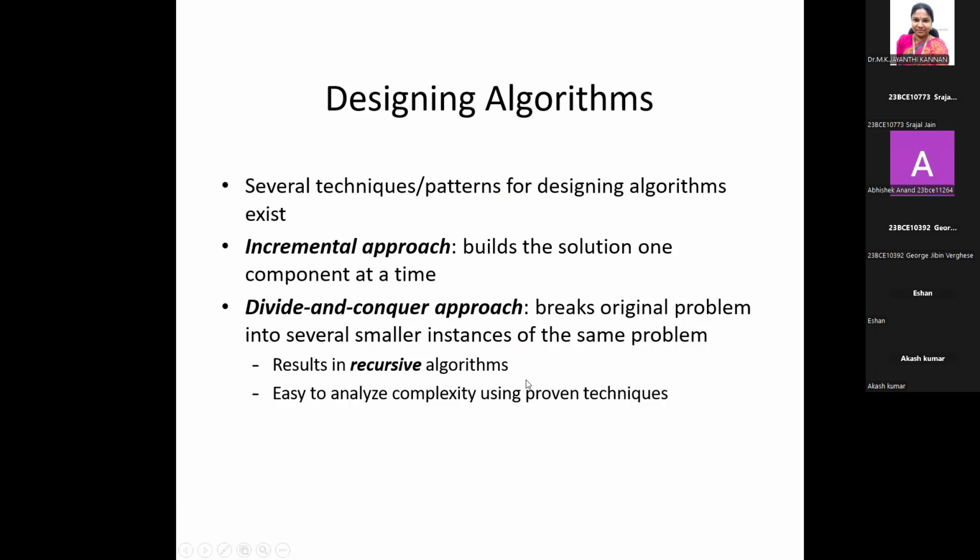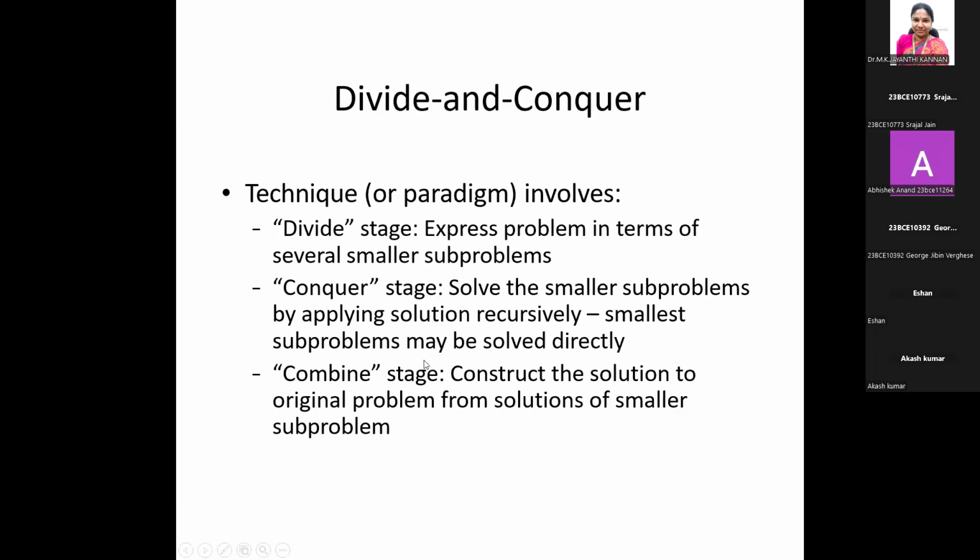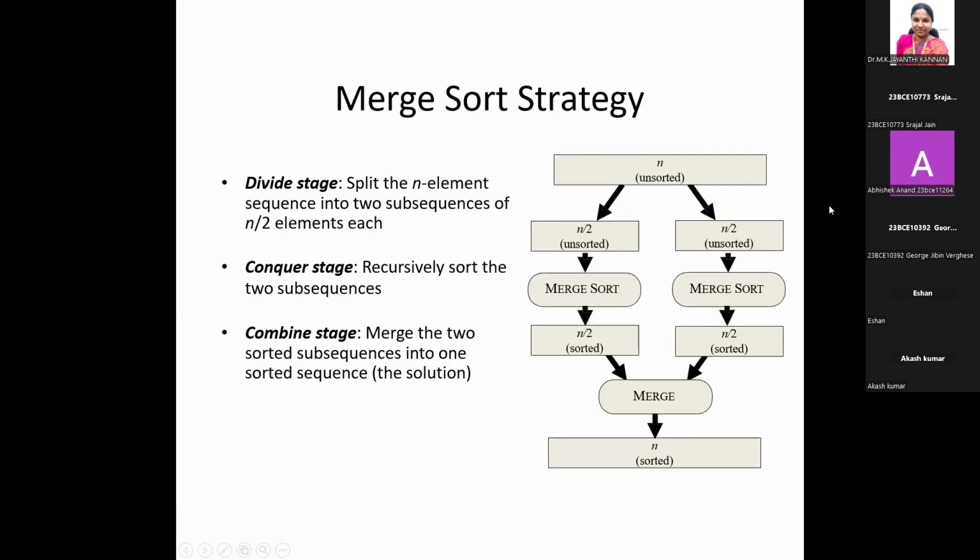It is easy to analyze complexity using proven techniques. While using the divide and conquer approach, we follow the divide, conquer, and combine stages. I think we discussed merge sort yesterday, and in the first unit also. For the merge sort strategy, we use three stages. Divide stage, where the n elements are divided into two subsequences of n by 2 elements. In the conquer stage, recursively sort the two subsequences. In the combine stage, merge the two sorted subsequences to get the final solution.